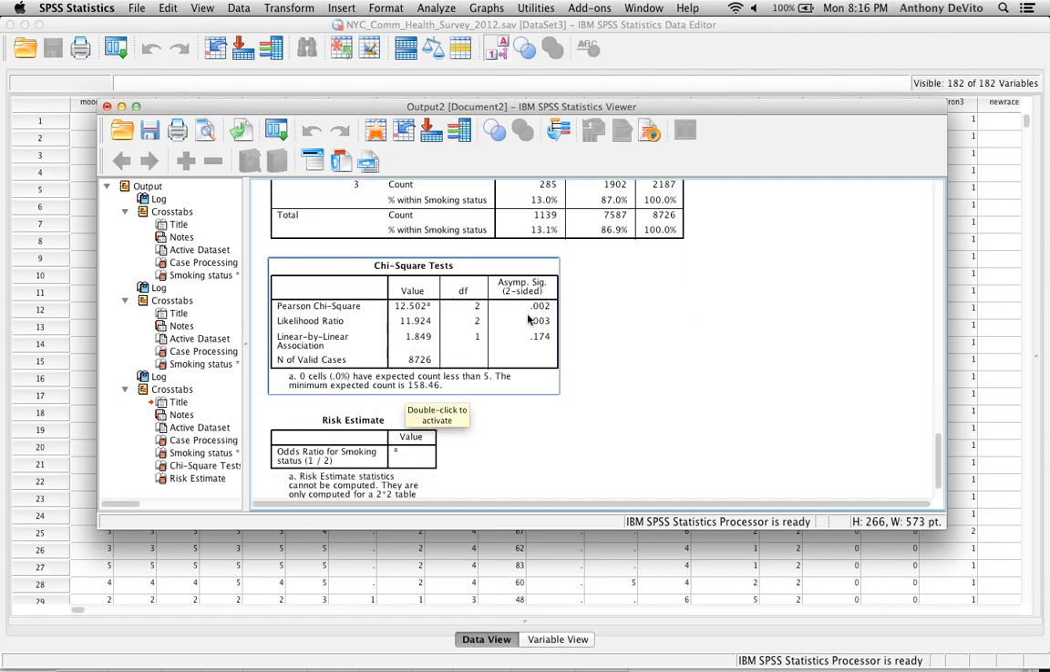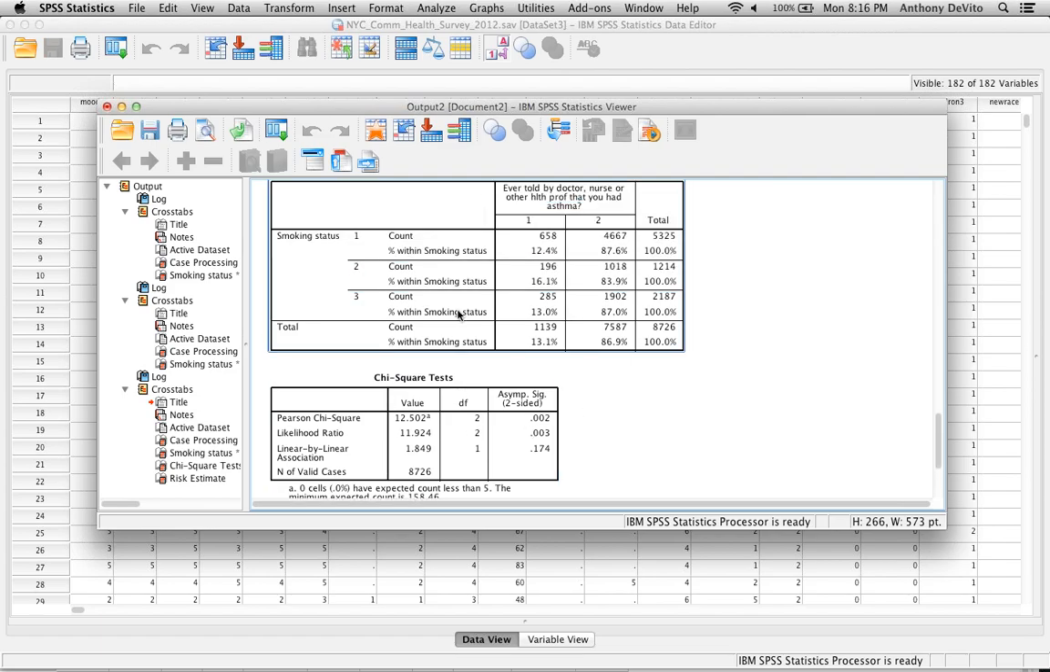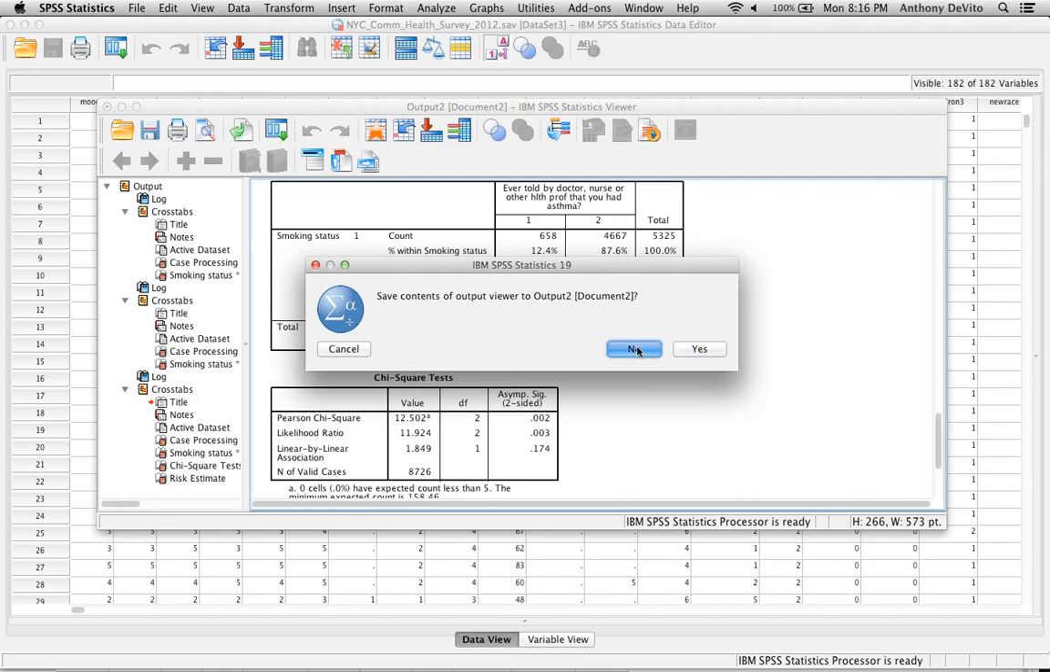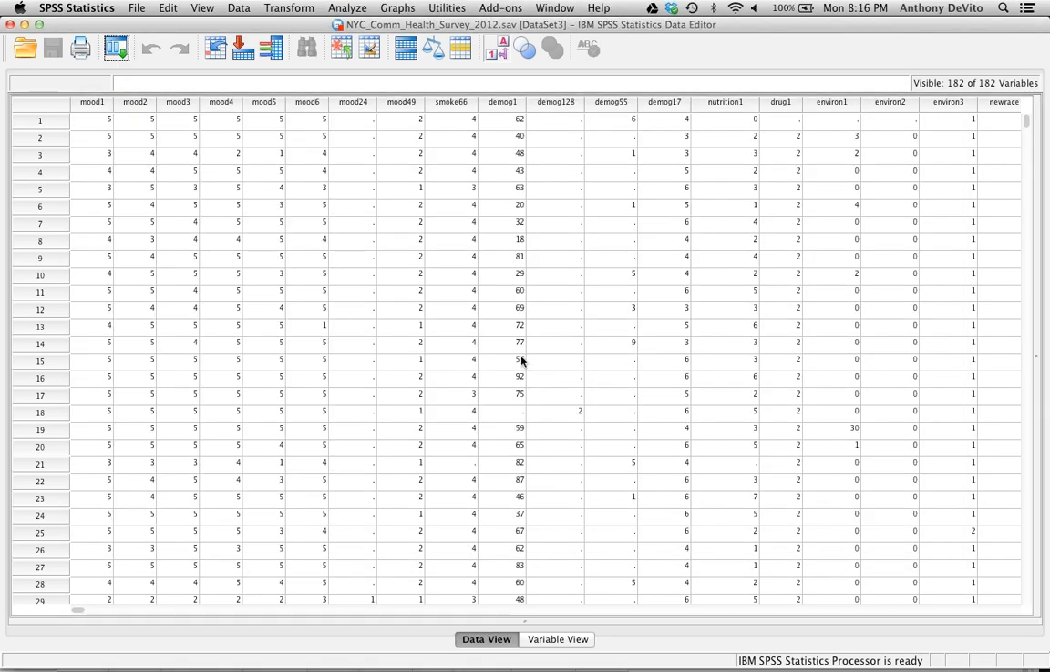My p-value is less than 0.05, so I reject my null hypothesis, and my conclusion is that I accept my alternative hypothesis: I can say that there's an association between smoking in this population and having been told by a doctor that you have asthma. Now, what does that mean? Does that mean you have to do this particular study? No, you have many, many options here.